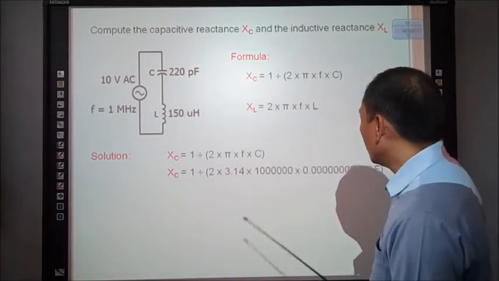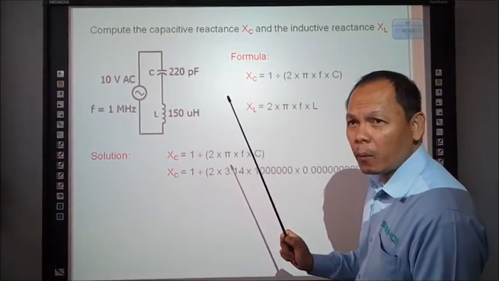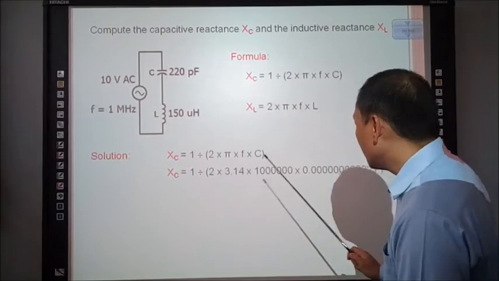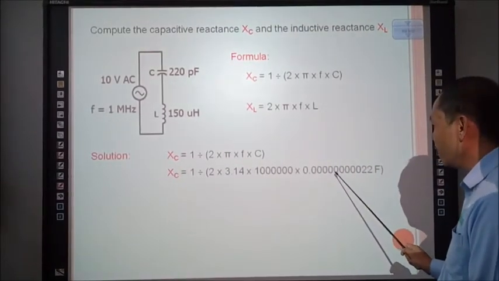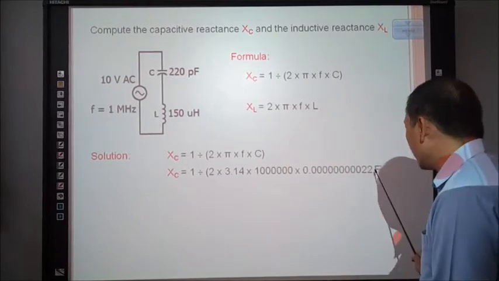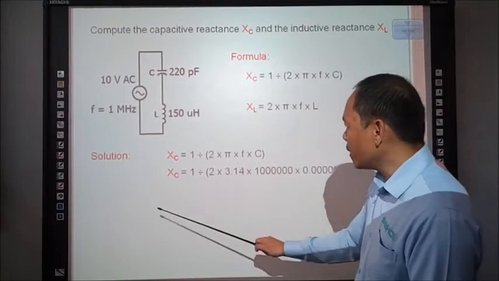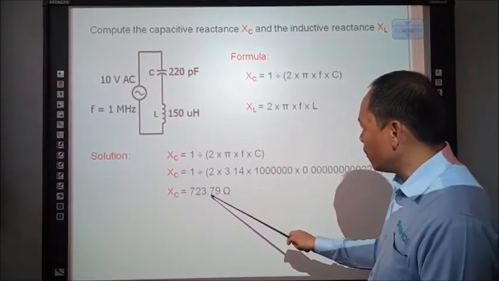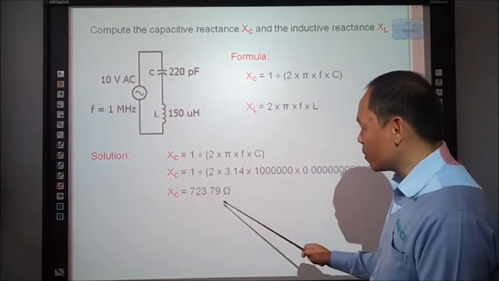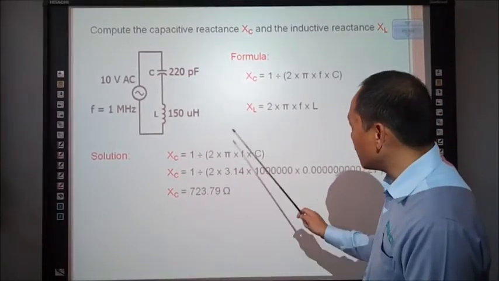So 220 divided by 1 trillion is equal to this value here. Then take the product of this and divide the 1. So your XC now will be equal to 723.79 ohms. This is the value of the capacitive reactance. Next, we will solve for XL.